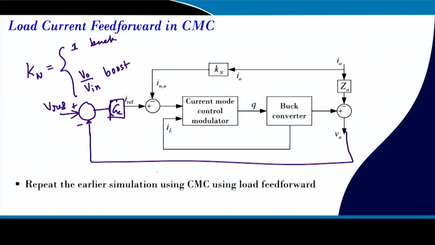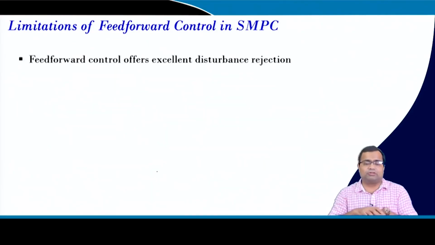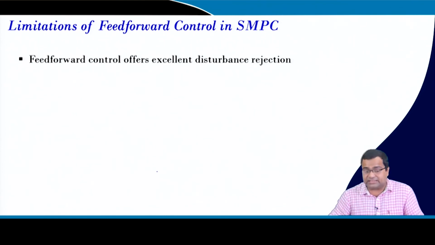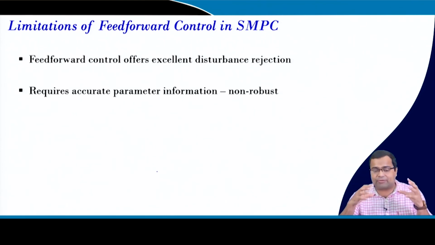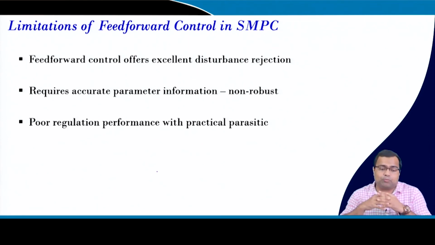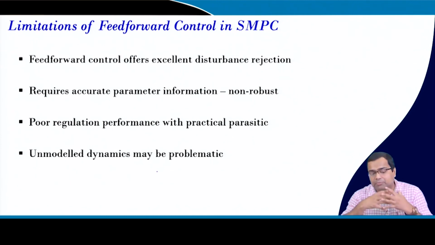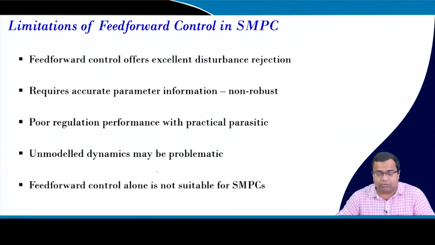Okay. So, limitations of feed forward control: feed forward control offers excellent disturbance rejection, but it requires accurate parameter information. In some cases, it is non-robust. That means poor regulation performance; we saw that we cannot get perfect output voltage regulation, particularly with practical parasitics, and unmodeled dynamics in a practical system may be problematic. So, feed forward action alone is not sufficient for a switch mode power converter. So, we need to consider feed forward control along with feedback control.